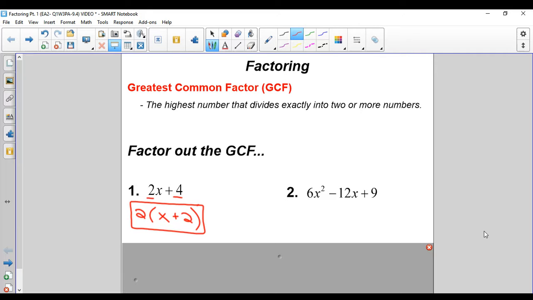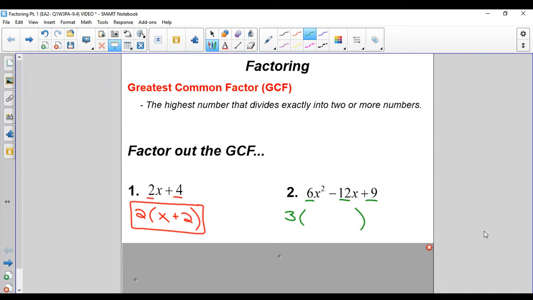This next one, we have 3 numbers we're looking at. We have 6, 12, and 9. Negative 12 to be exact. 6, 12, and 9, they all have 3 in common. 6 and 12 have 6, but 9 stops us from going any bigger than what we need, which is our 3. Variable-wise, the first term has an x squared, the second term has an x, the last term has nothing, so they don't have any variables in common.